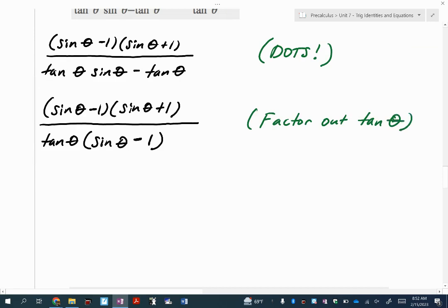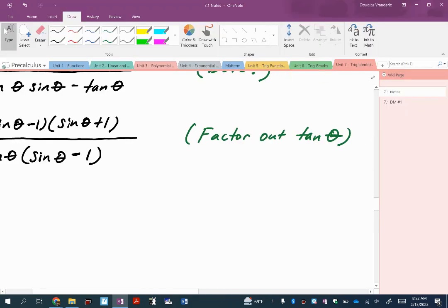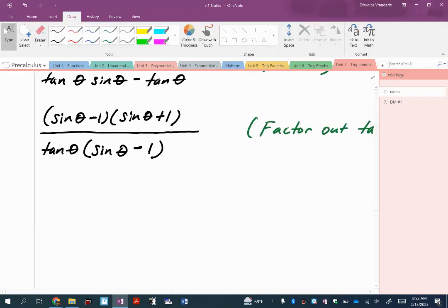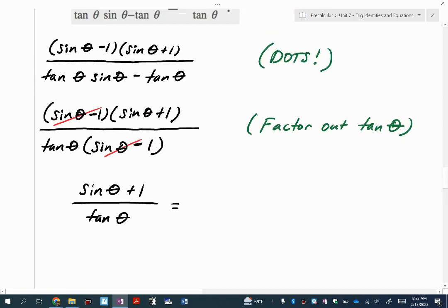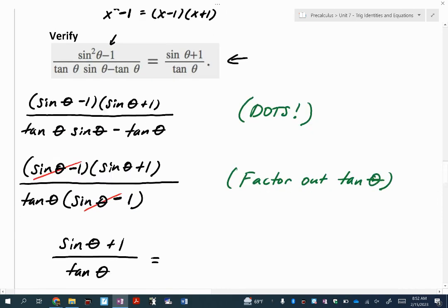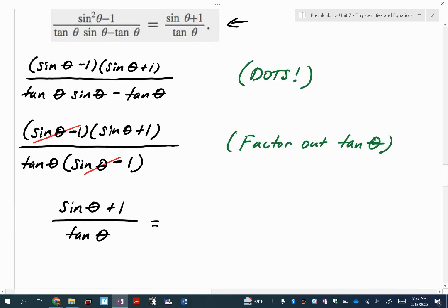Okay? So now at this point, I'll notice that I can cross out something, right? I can cross out sine of theta minus 1 and sine of theta minus 1 at the top and the bottom. And I'm left with just sine of theta plus 1 over the tangent of theta, which, if you notice, that is what I want. I want sine of theta plus 1 over the tangent of theta.